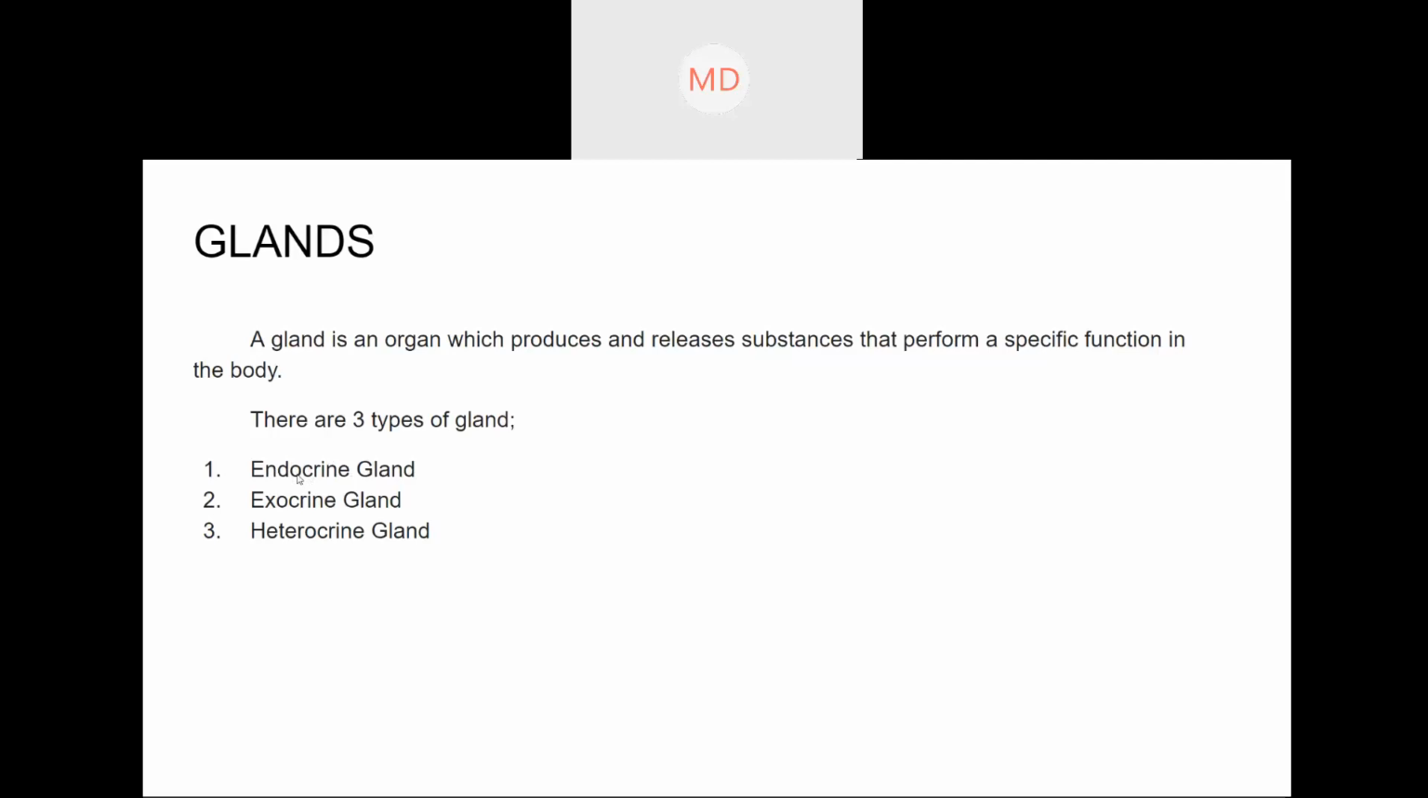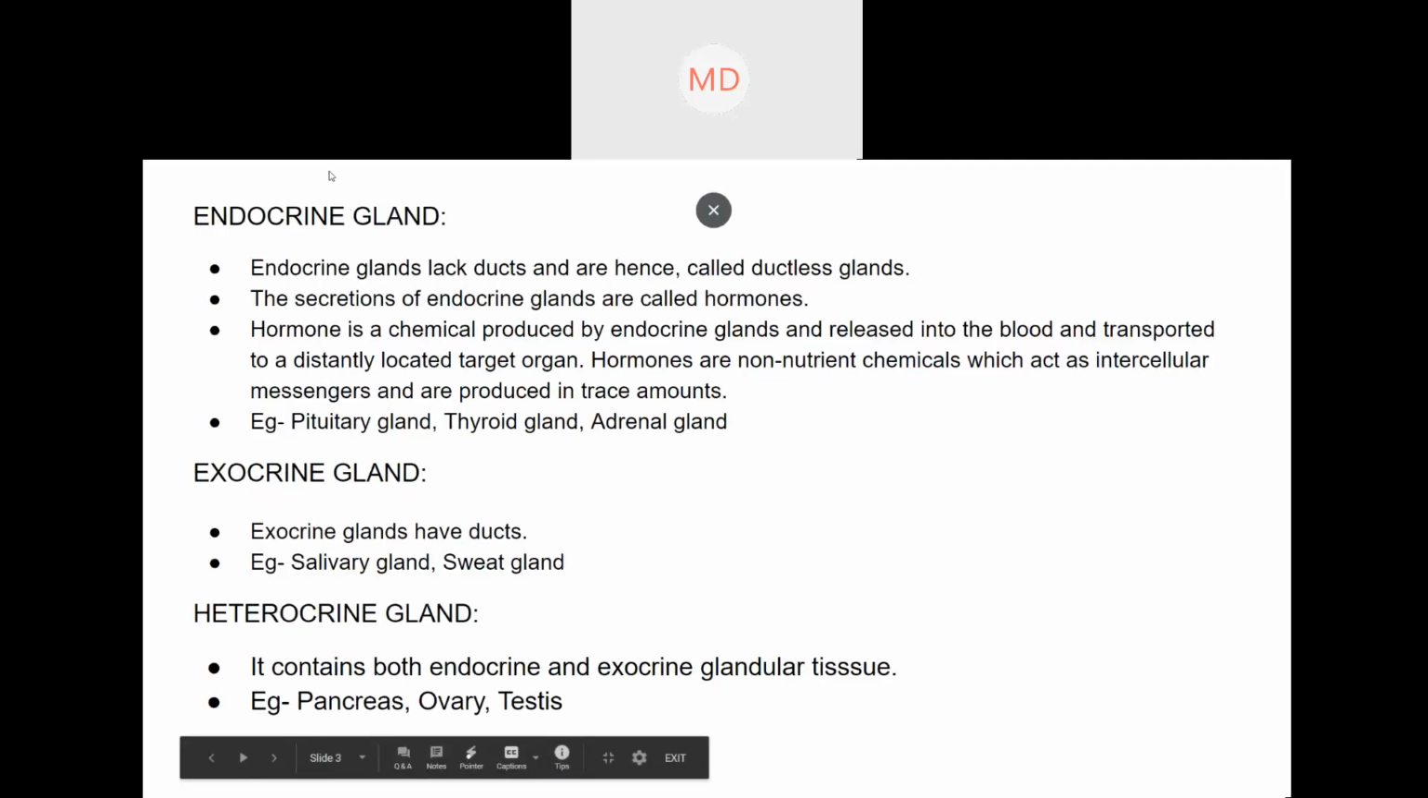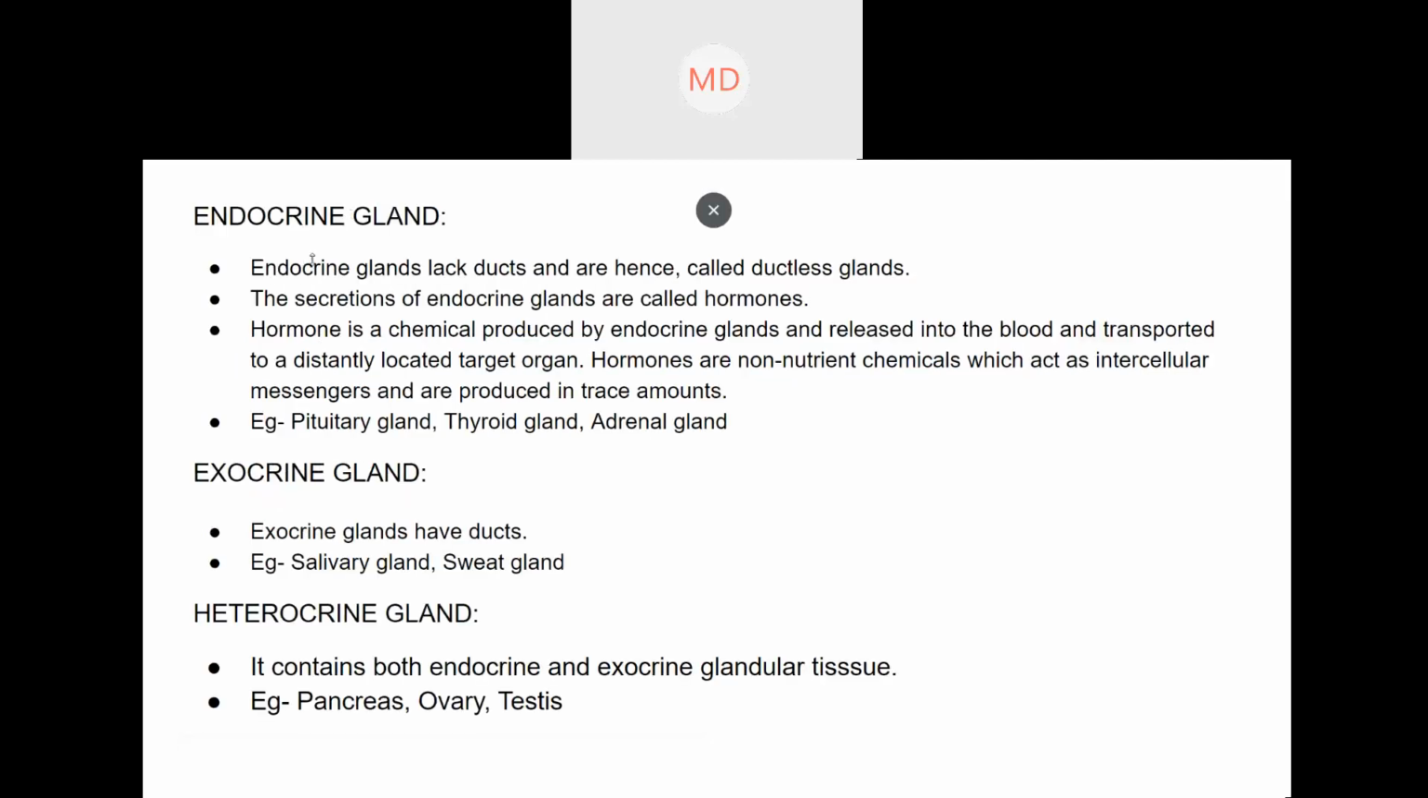These are the three types of gland: endocrine gland, exocrine gland, and heterocrine gland. The differentiation is made on the basis of their functions or their position, whatever it is. Okay, we will discuss it now. So glands are of three types: endocrine, exocrine, and heterocrine.